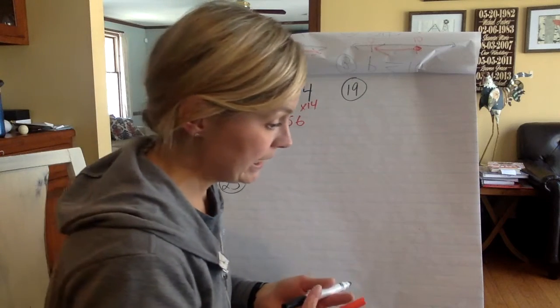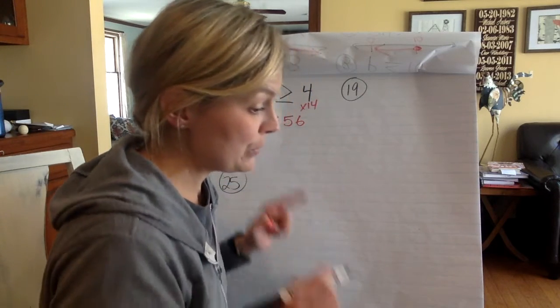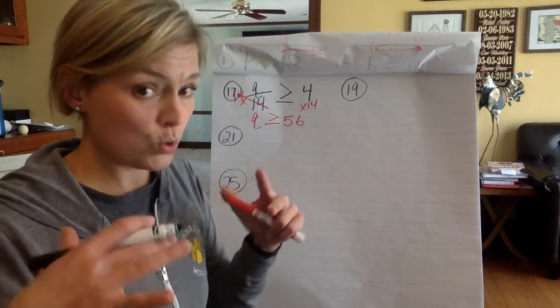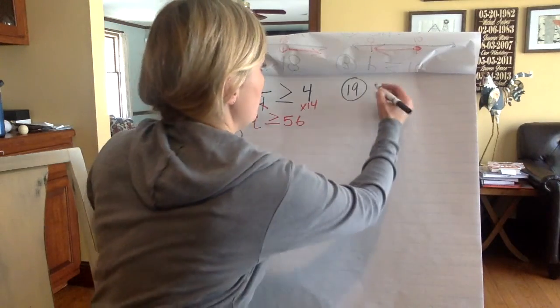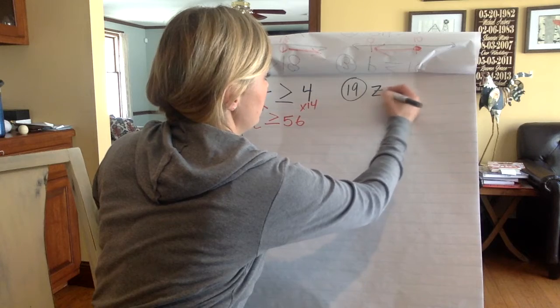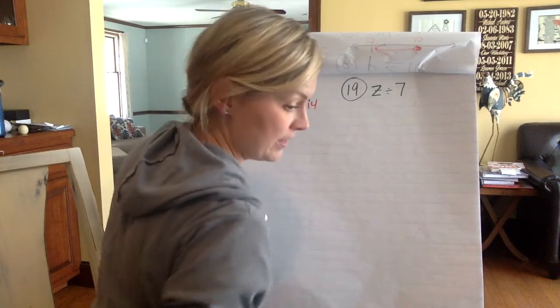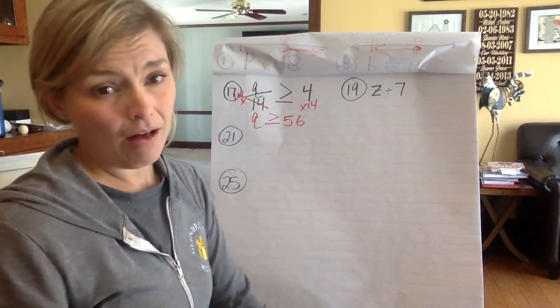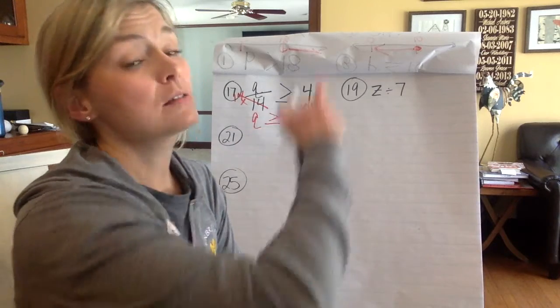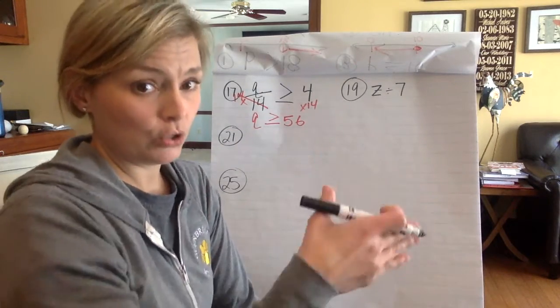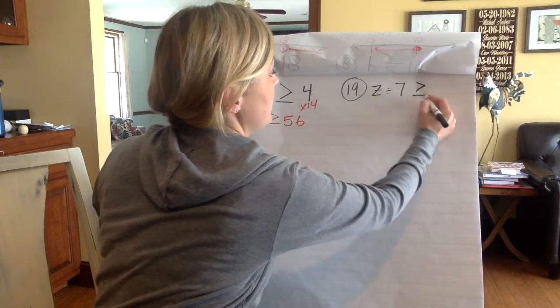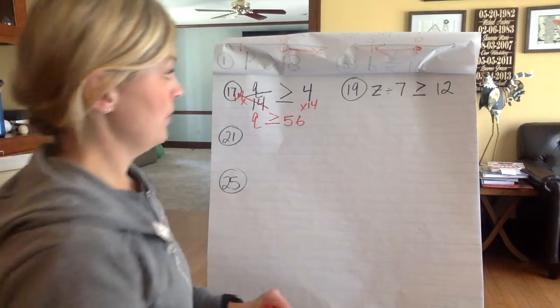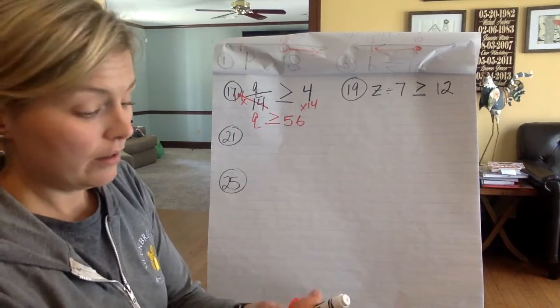In number 19, it says the quotient of a number Z and 7. Quotient, that's division. The quotient of Z and 7 is at least 12. 12 is the smallest it could be, so it could be more and it could be exactly. So it is at least 12. There's your written inequality.